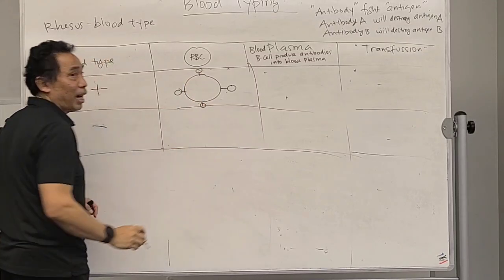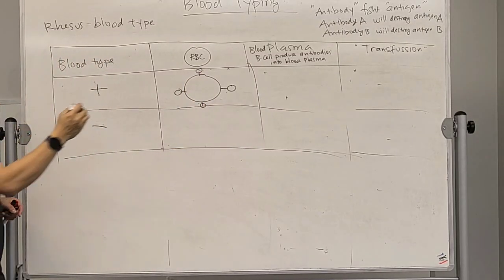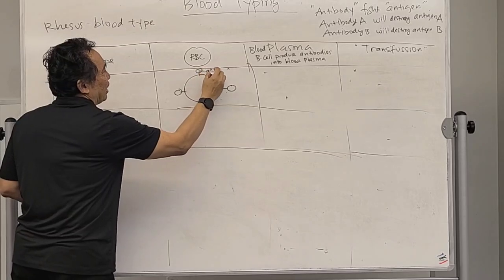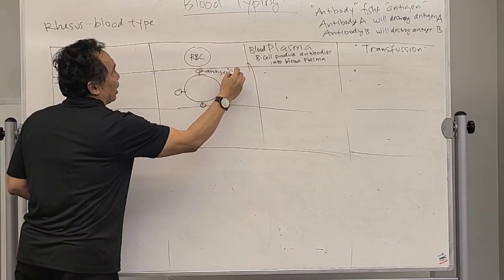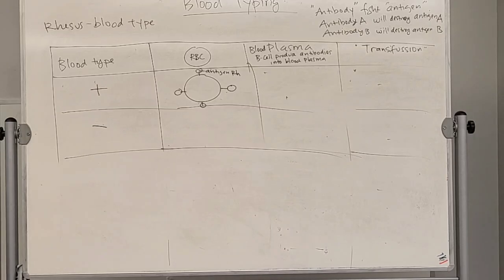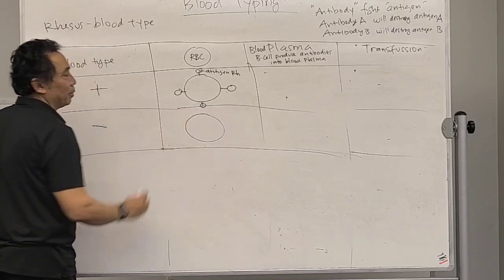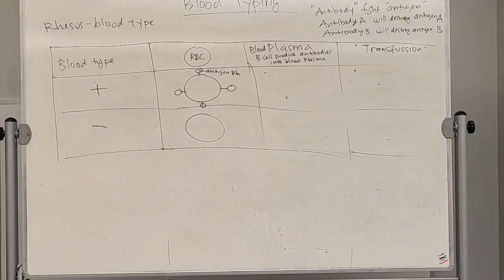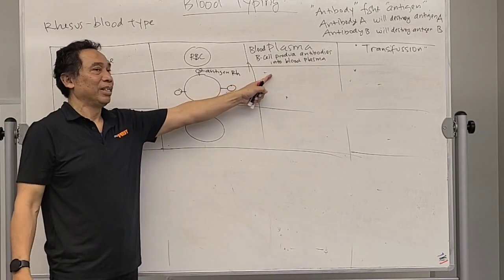The antigens are going to use different notation. Let's say a round shape. This is called the antigen RH, rhesus antigen. If it is negative, then it's going to be like this, just like O. Are you with me?